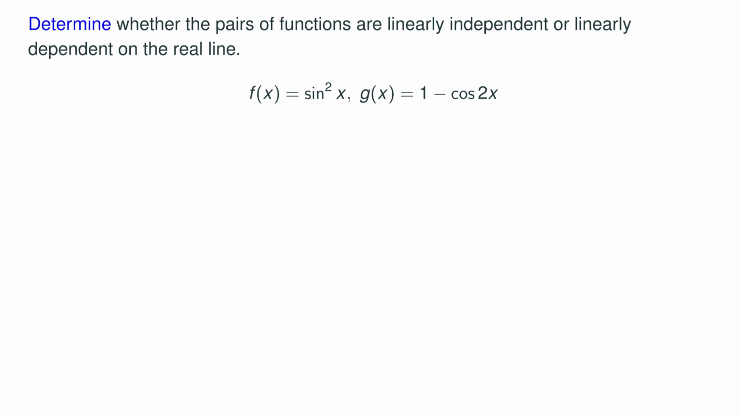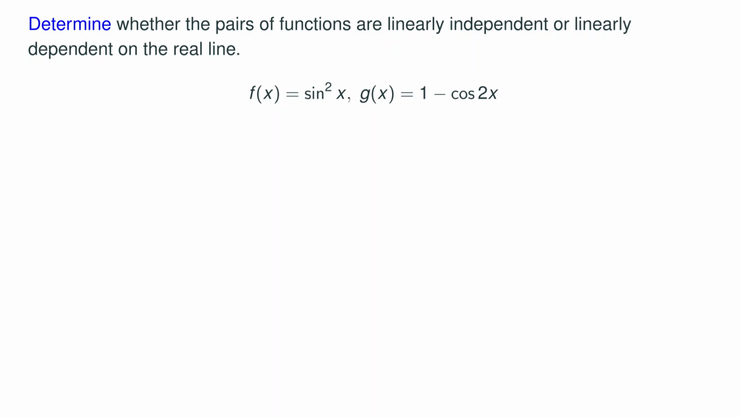So next up, we're asked to determine whether the pair of functions sine squared of x and 1 minus cosine of 2x are linearly independent or dependent on the real line. Now, in this case, the idea of linearly independent or dependent functions all comes down to, as a quick test, can we write one function as a constant multiple of the other one?